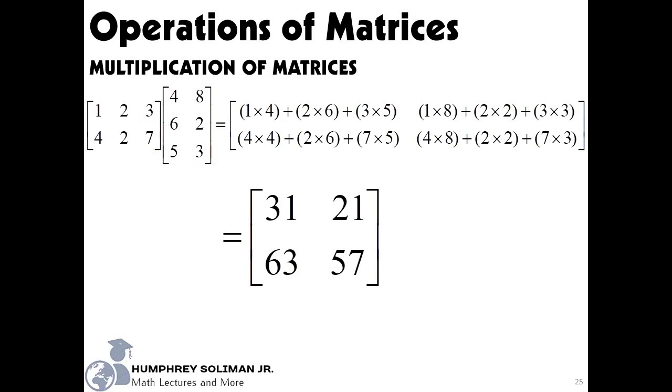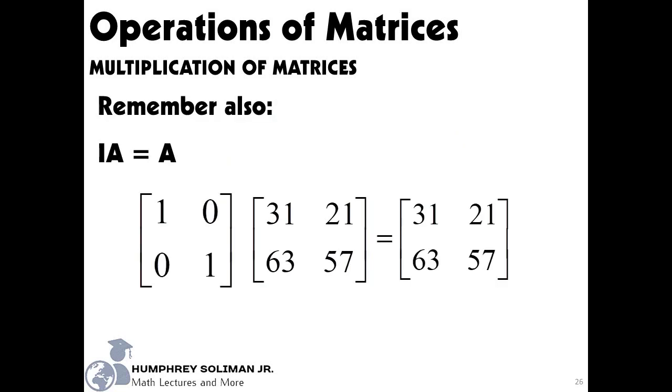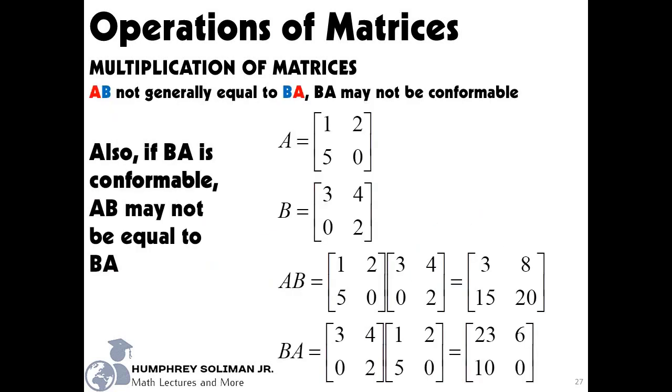Also, remember that an identity matrix I, multiplied to another matrix A, will result in the same matrix A. Unlike in algebra, where AB is equal to BA, it does not always happen to matrices. Here, AB is not generally equal to BA, because BA may not be conformable. If ever BA is conformable, AB may still not be equal to BA.